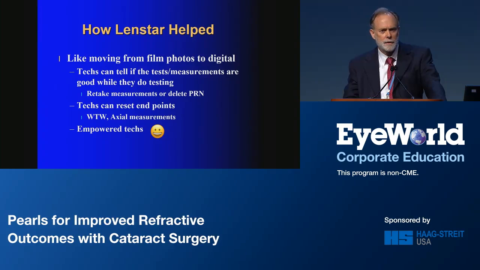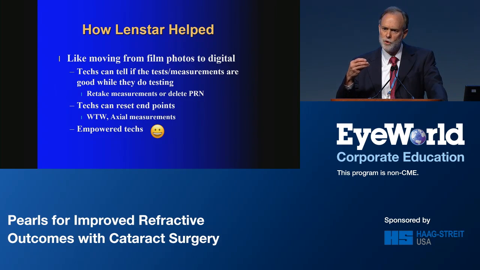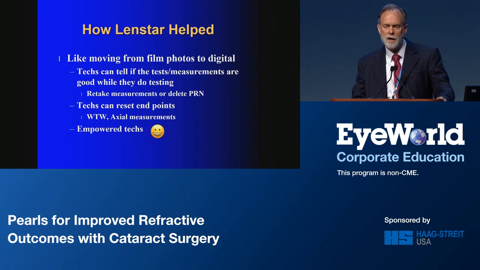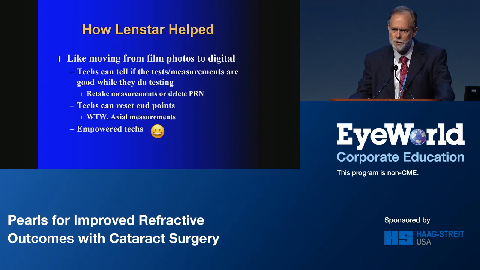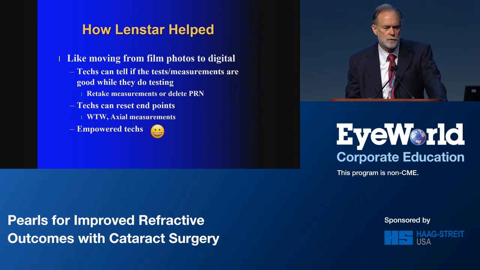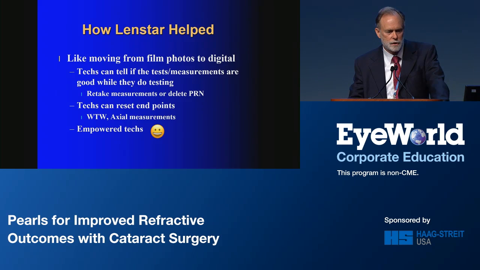Now, I look at this like when we moved from film to digital for our slit lamp and fundus photos. The big advantage of digital is that you know right away if you got a bad photograph, and if it's bad, you delete it and redo it, just like we do on our phones. It used to be that if we had a bad photo, we wouldn't know until we got the film back a week later, and by then it might be too late or the condition had changed.